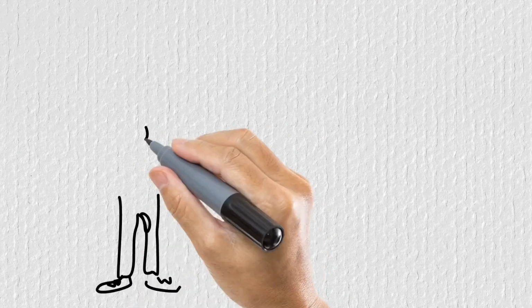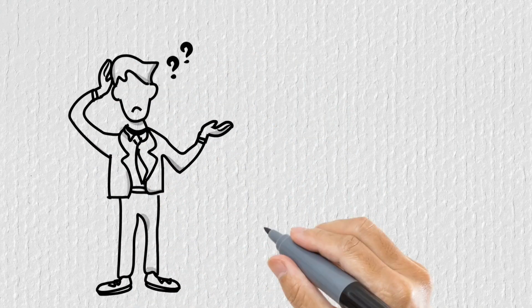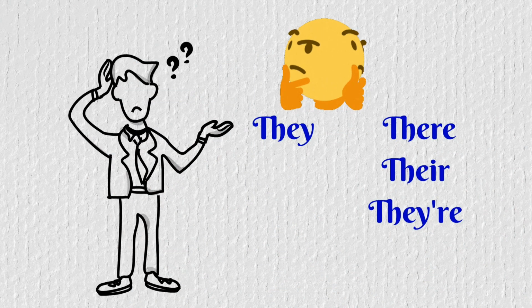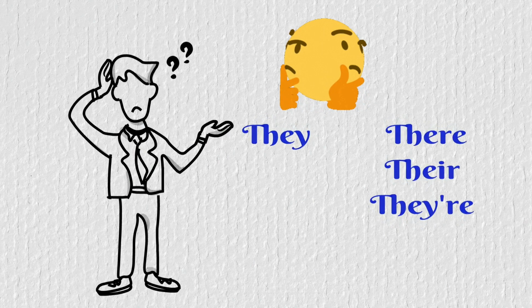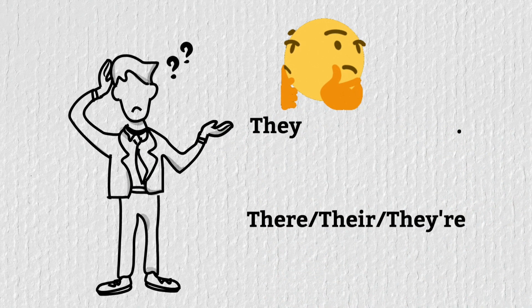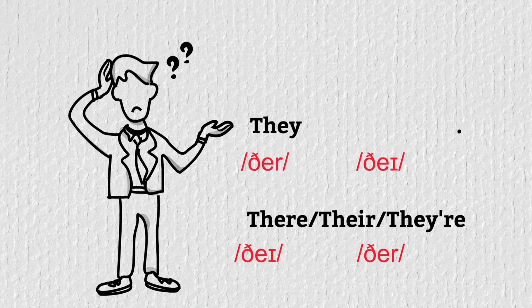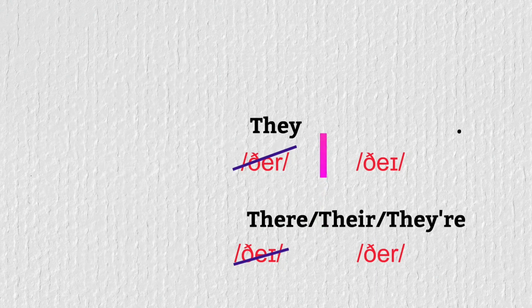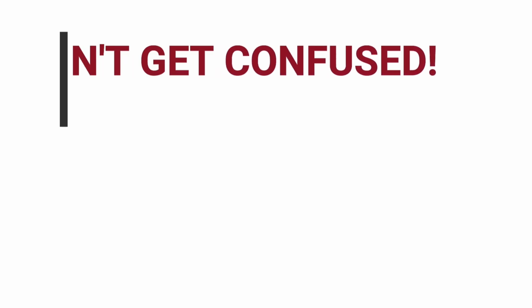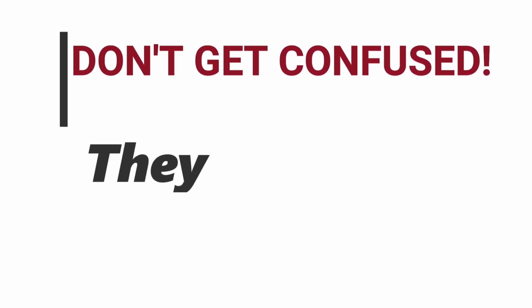Most of my students get even more confused when it comes to reading they and there. They read they as there and there as they. Pretty confusing, right? Don't get confused when it comes to reading there and they.